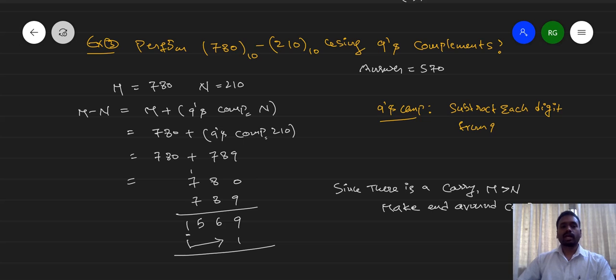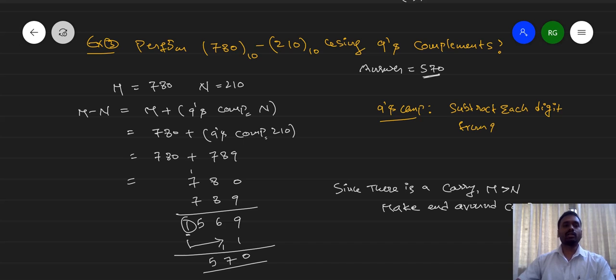So let us see. 9 plus 1 is 10. In that 10, 1 is the carry and 0 is the sum. Then 6 plus 1 is 7, and 5 as it is. There is no carry left, since the 1 is added to this sum. So 570 is our result. That is what we had to get, 570.